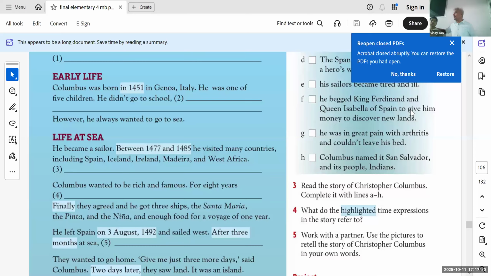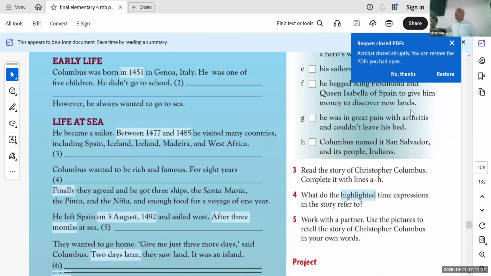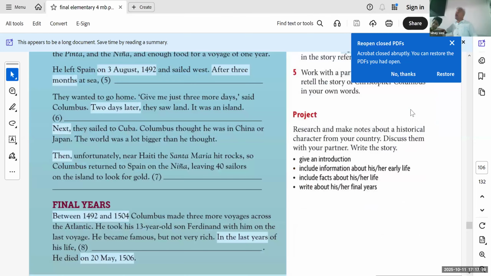After 3 months, his sailors became tired and ill. Very good. 2 days later, I will have to tell the whole story. After 3 months at sea, his sailors were tired and ill, and they wanted to go home.